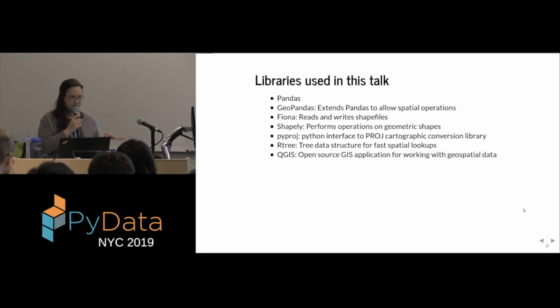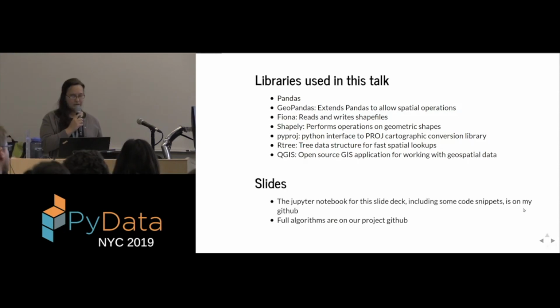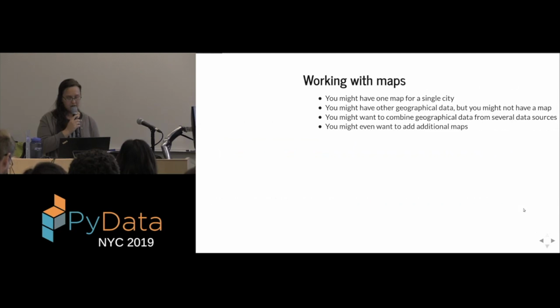Briefly, I'm listing the libraries I'm using in the talk for future reference. I'm not going to go through them now, but you can go back and look at this afterwards. This is a Jupyter notebook for the slides, and I'm making it available on my GitHub. It includes some code snippets that I'm talking about, and also some more complex snippets after the fact that you can go back and look at. And the full algorithms for all of this are available on the Insight Lane project GitHub, which I'll link to at the end as well.